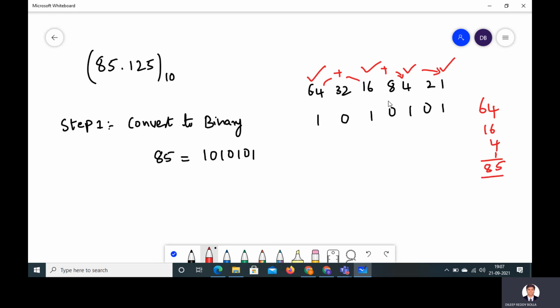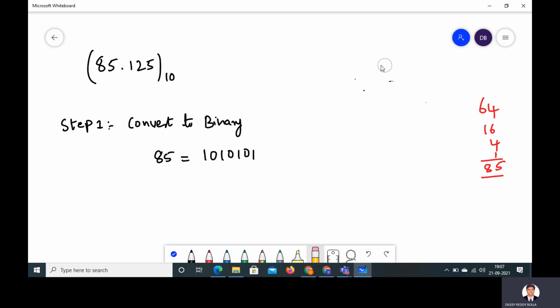This way we can easily convert any given number into its binary, or you can repeatedly divide the number by 2 to get the corresponding values. If you don't know this, you can just have an idea about it. Using the 8421 code you can easily convert any number into its equivalent binary number. So we know that the equivalent binary of 85 is 1010101.